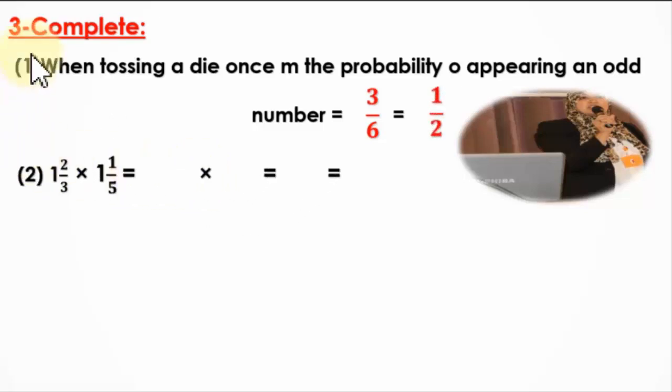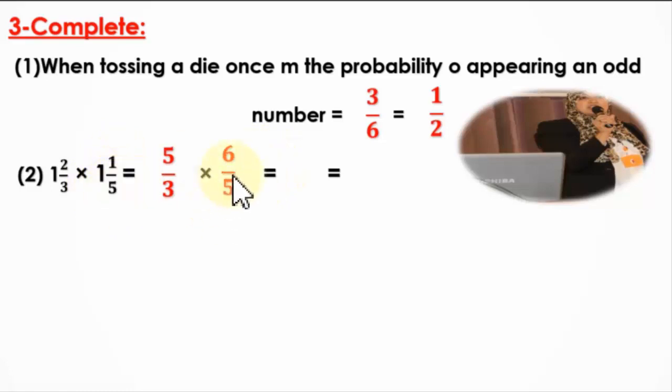Now calculate the product of 1 and 2 over 3 times 1 and 1 over 5. We can convert this mixed number to an improper fraction by multiplying the whole number by the denominator, then adding the numerator. 1 times 3 equals 3, 3 plus 2 equals 5, so 5 over 3. What about 1 and 1 over 5? Multiply 1 by 5, then add 1. 1 times 5 equals 5. 5 plus 1 equals 6 over 5.